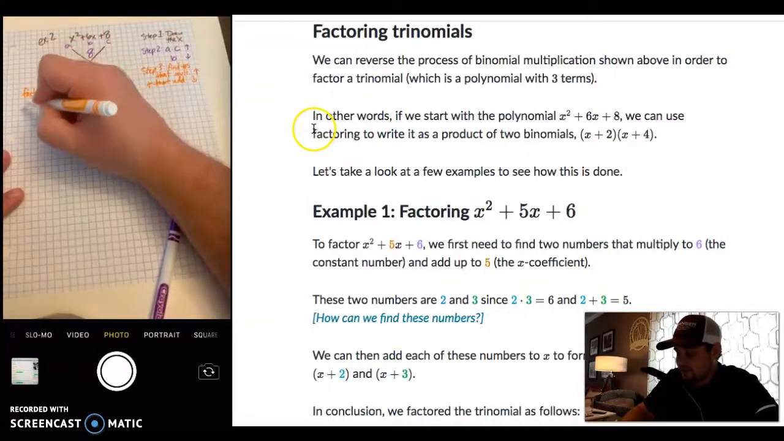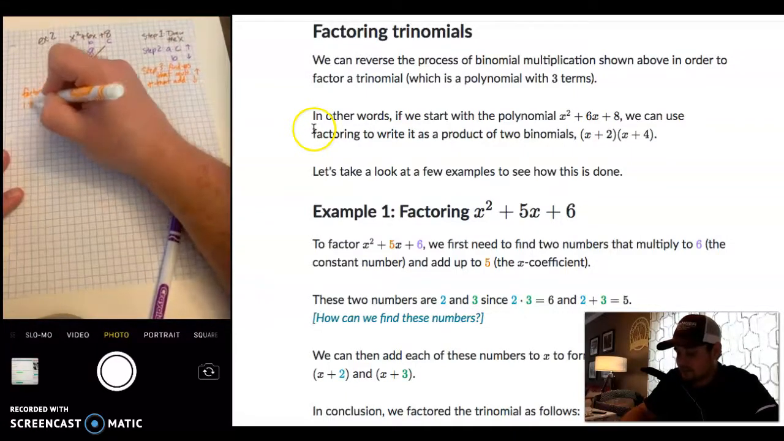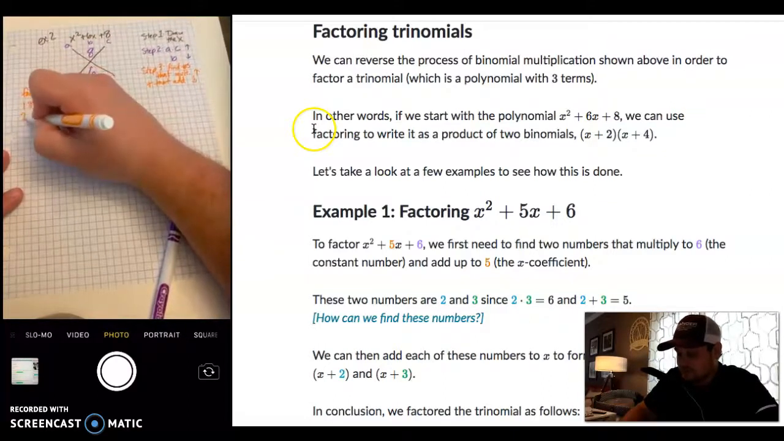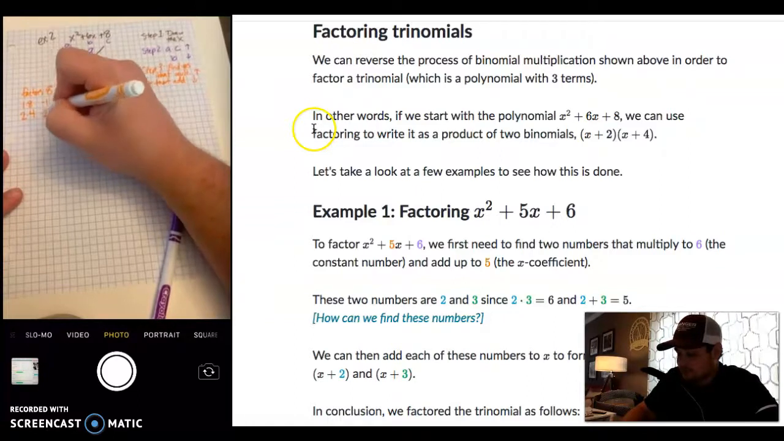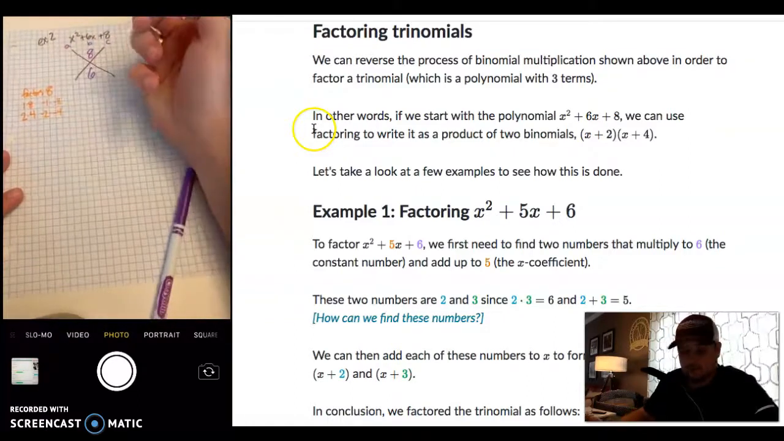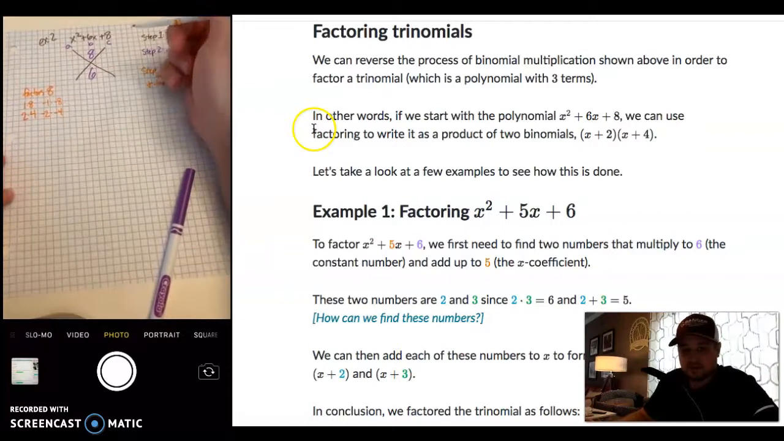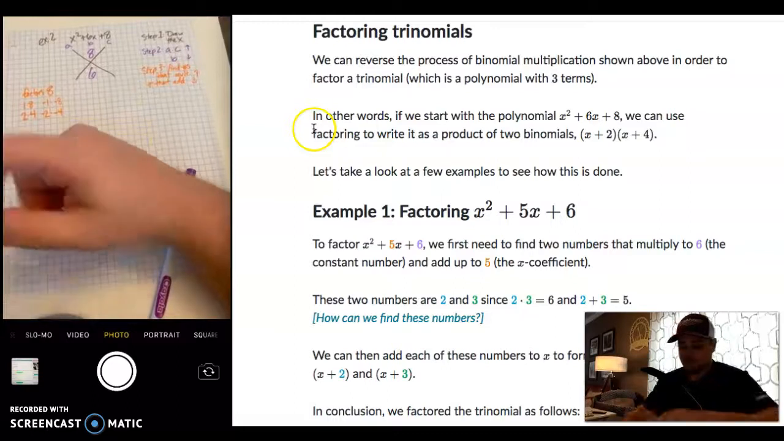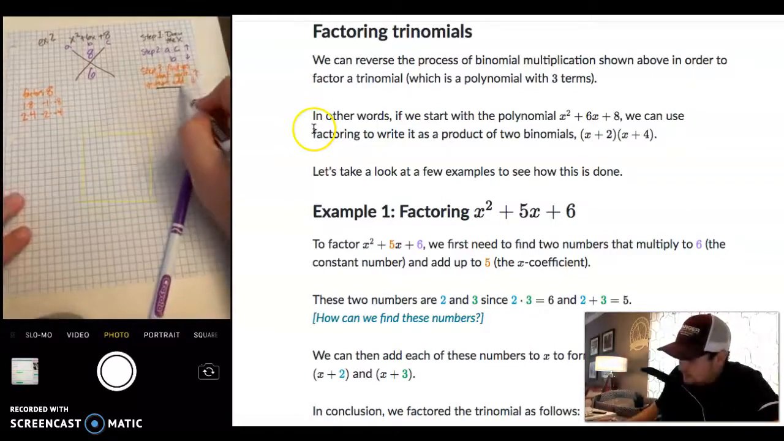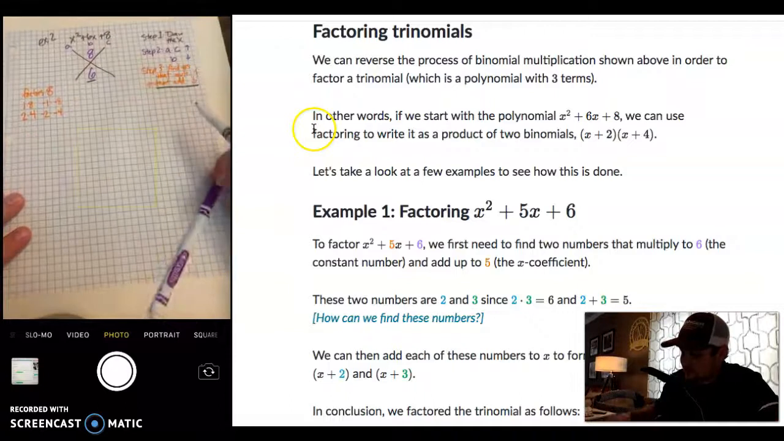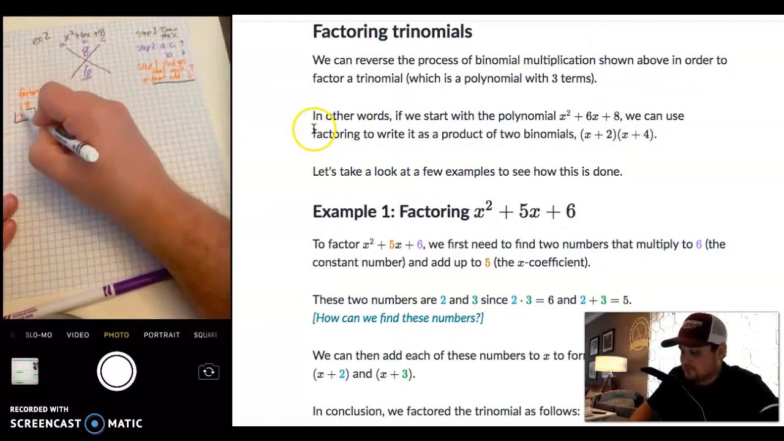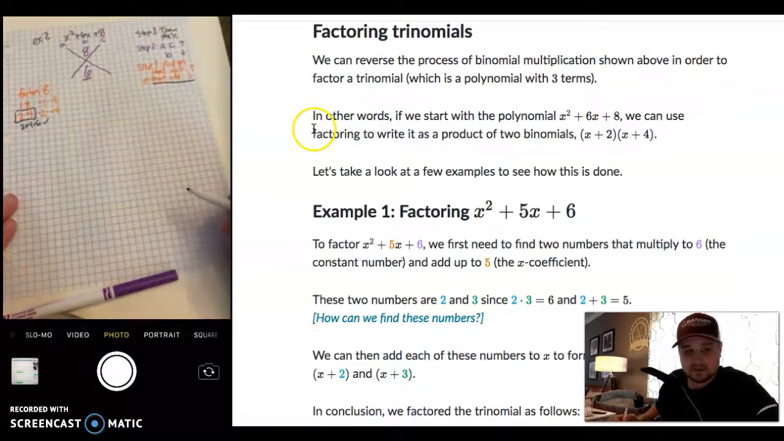Factors of 8 would be numbers like 1 and 8, negative 1 and negative 8, 2 and 4, or negative 2 and negative 4. I can't think of any other numbers that multiply to give me 8, so that's going to be a good list there. Now what we need to look for is, is there a set of those numbers that also add to the bottom part, which is a 6? Sure enough, it's this 2 and this 4. 2 plus 4 equals 6, so that tells us that that is the right combination.